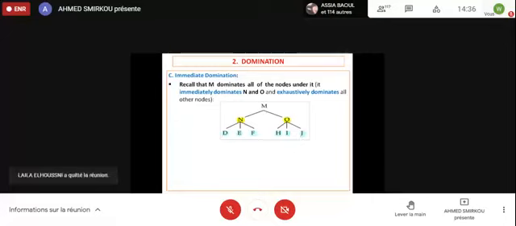So M is exhaustively and immediately dominating N and O, and exhaustively dominating D and E and F. O immediately and exhaustively dominates H, I, J. So when there is immediate dominance, there is exhaustive dominance. But M only exhaustively dominates D, E, F, H, I, J because nodes N and O are intervening. Is this clear?